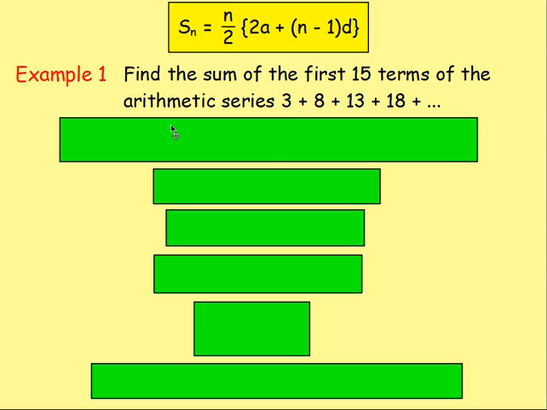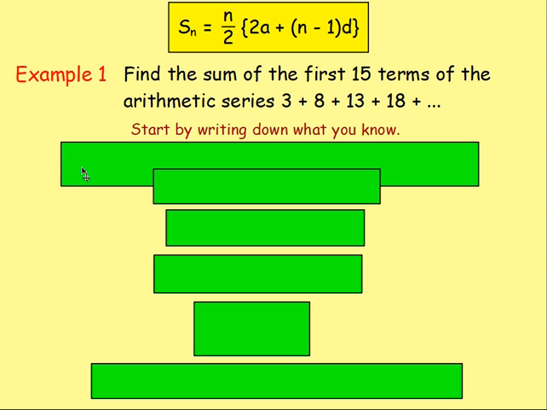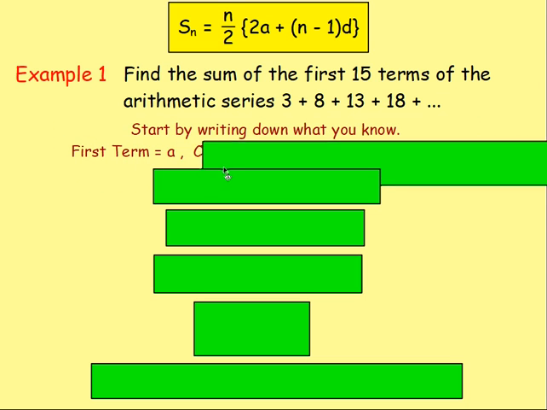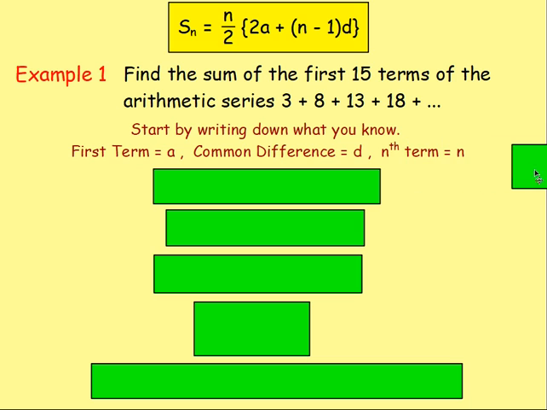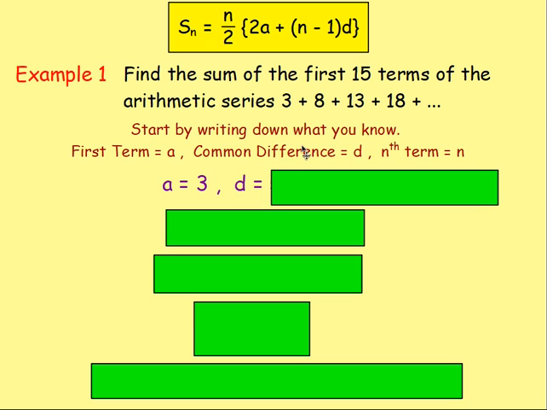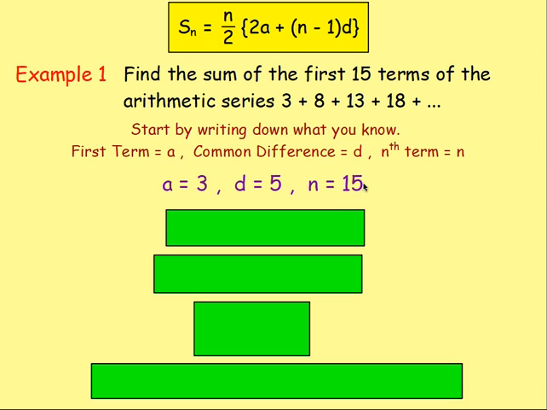First of all, for any of these questions, the way we did in the last lesson, just write down what you know. If you know the first term, write down a equals whatever it is. If you know the common difference, write down d equals whatever it is. And if you know the nth term, write down what n is. So in this one, a equals 3, the first term is 3. d is the common difference, because we're going up in fives, d is equal to 5. And n: the question says find the sum of the first 15 terms, so n is going to be 15.